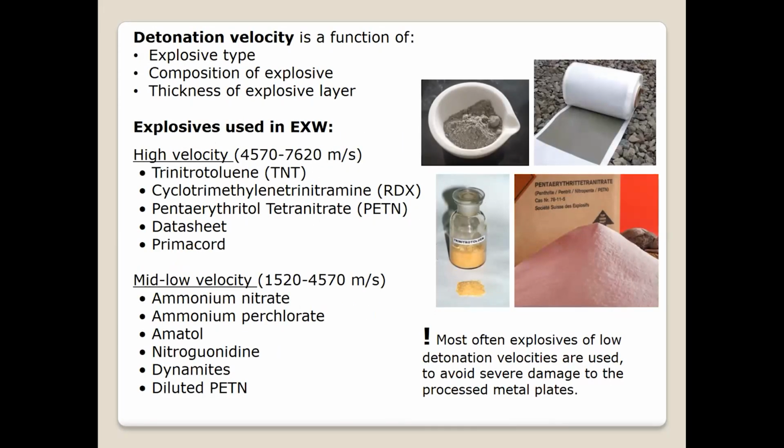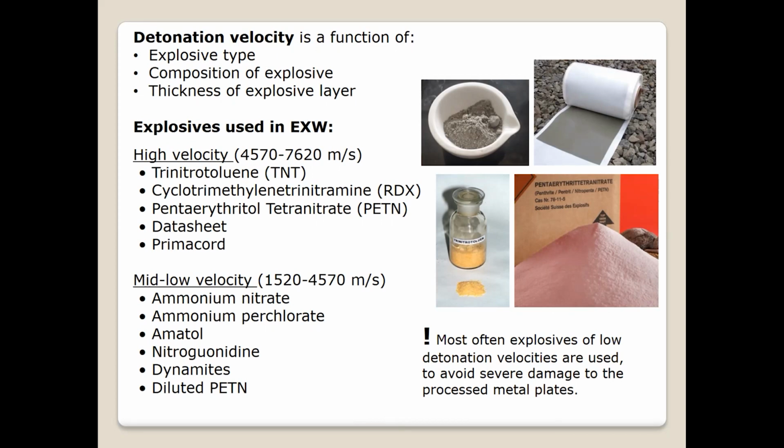Let's say something about the explosive materials that can be used in this welding process. First of all, we must know that the detonation velocity depends on several factors, like, for example, the type of explosive, the composition of explosive, and the thickness of the explosive layer. We can split the explosives into two groups regarding explosion welding. The first group are the explosives with a higher velocity of detonation. For example, TNT, hexogen, pentrit, or some extruded or plastic explosive compositions like data sheet.